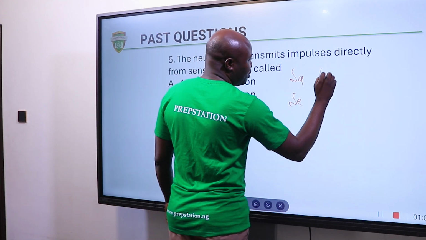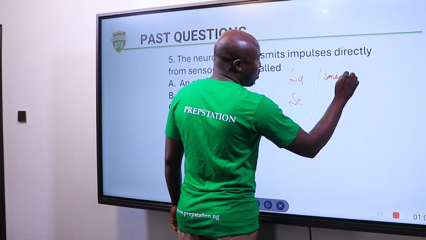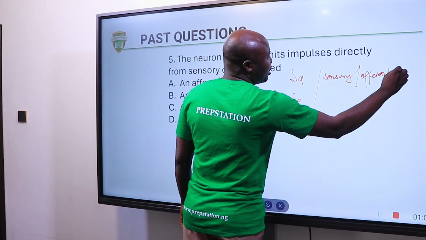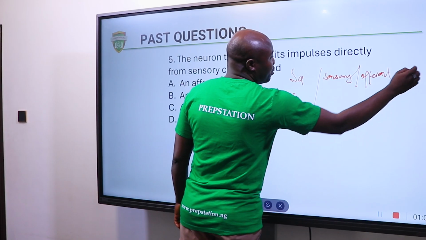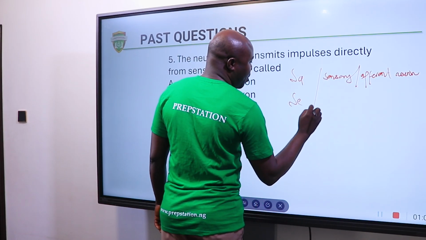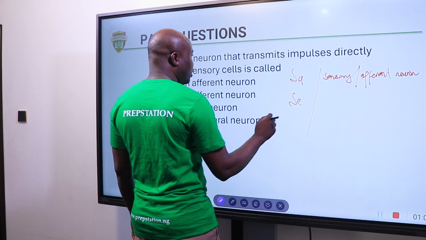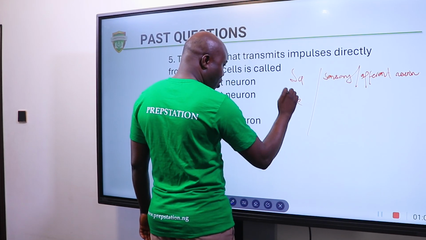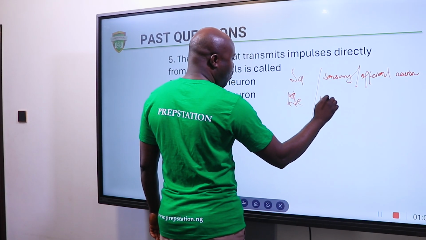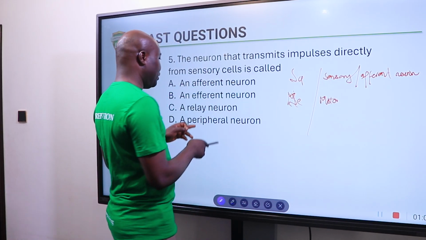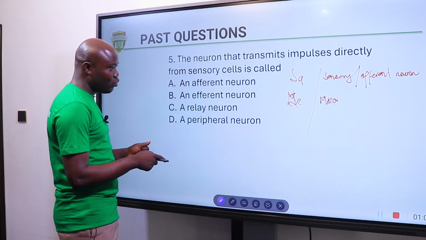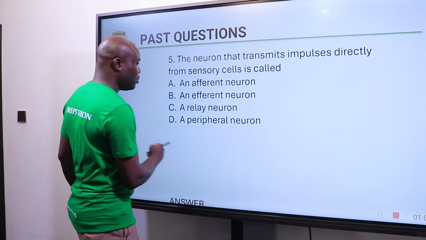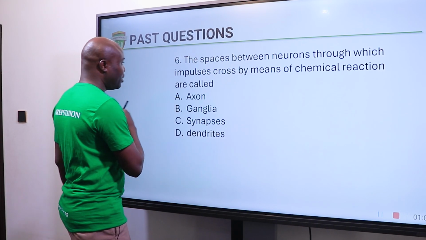Now, SAR means sensory or afferent neuron. Afferent neuron. Then C. C is what? That is motor or what? Afferent. Exactly. So the answer here is what? Afferent. A. So let's move on. Yeah. Afferent neuron.